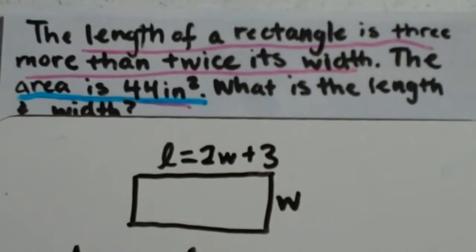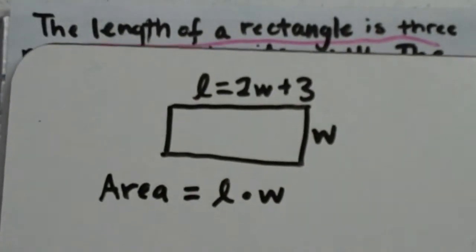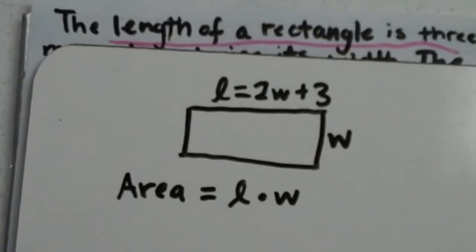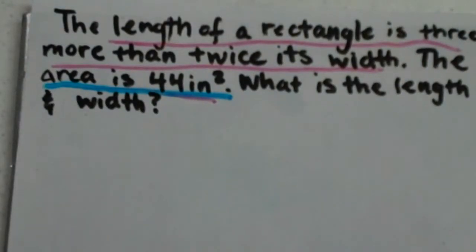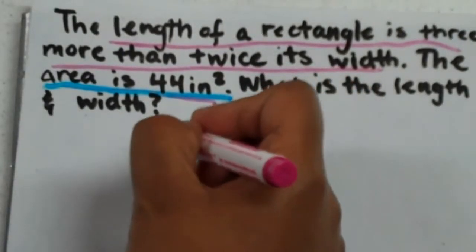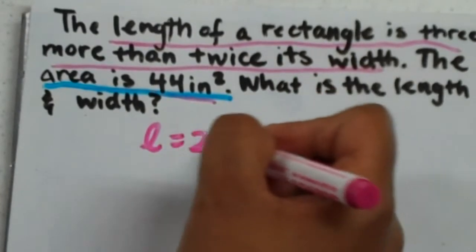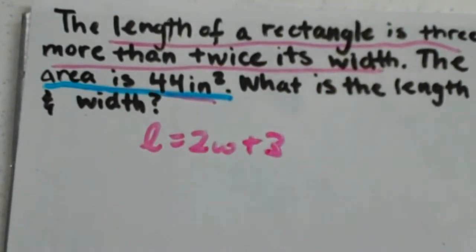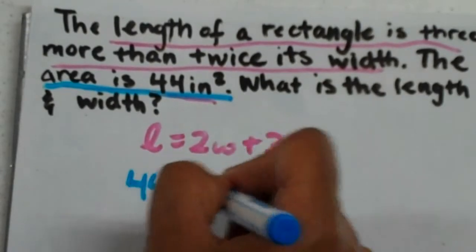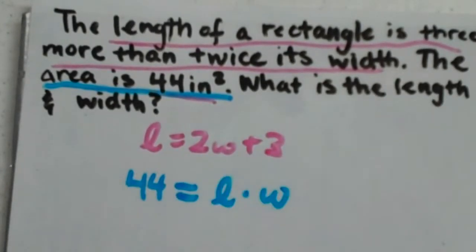So the other piece of key information that we should remember is that the area is length times width. So keep that information in mind and let's work this out. So let's work from the area. So first let's rewrite the information that we know. We know that the length is equal to 2 times W plus 3. And we know that the area, 44 inches squared, is equal to length times width. And with that information, we're going to be able to solve this problem.